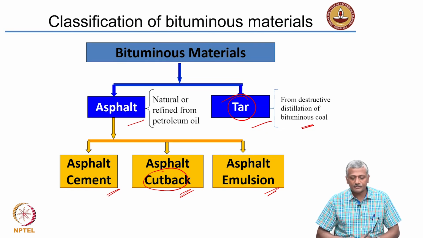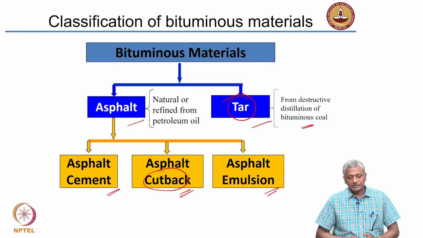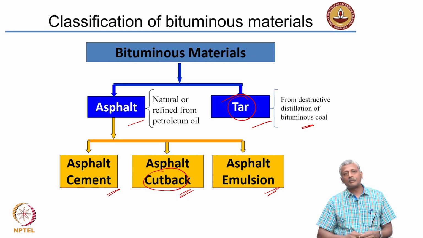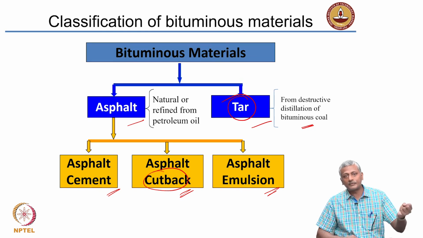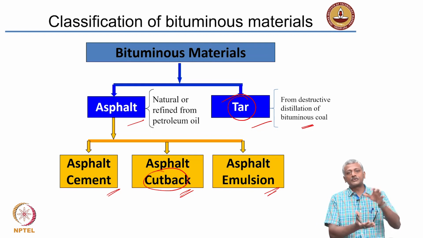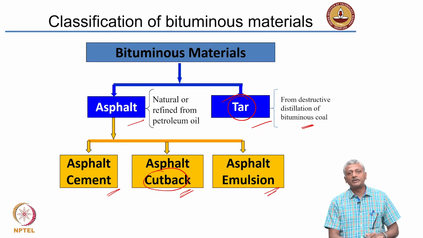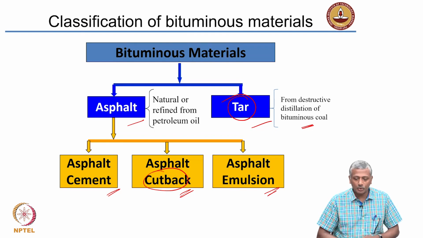So, again, as I said, asphalt is from either natural sources. I told you in the introductory chapter about the use of natural pools of asphalt, taking asphalt and using it as a binding material for masonry, okay, or it is refined from petroleum oil. Okay, refinement is basically the fractional distillation of crude oil.